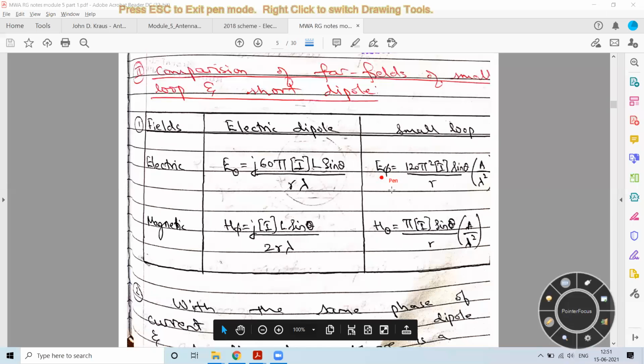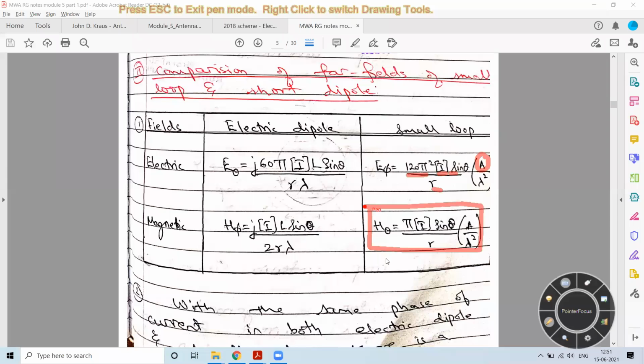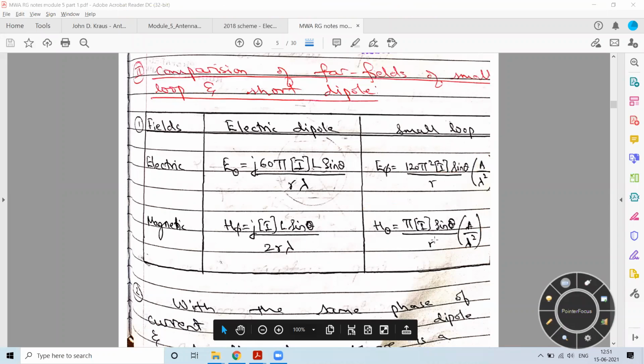So what is this specifying? It is 120 pi square into retarded current sine theta divided by r, and here it is given as a by lambda square, where a is the area associated with the loop. If we divide this by 120 pi, we obtain the value for H theta. So this is what we obtain for the field values associated with the short electric dipole and the small loop antenna.